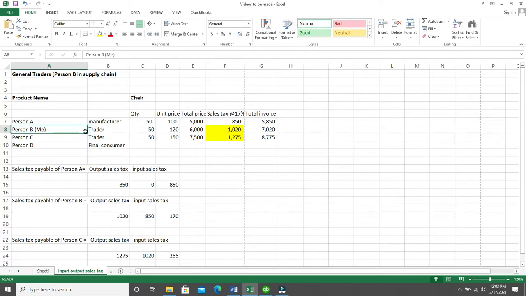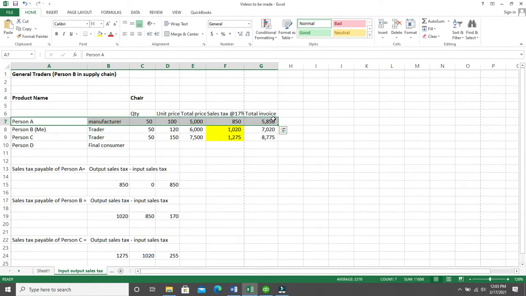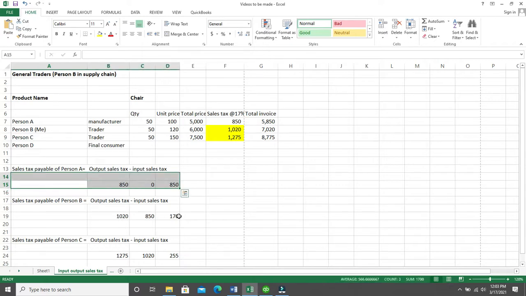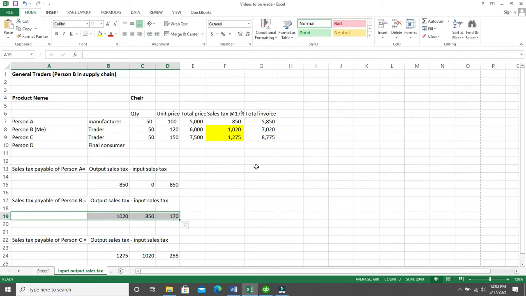Now we shall record this illustration in QuickBooks Desktop. From my perspective, because I am person B, a trader, I shall record two transactions. The first transaction is the purchase bill, which I purchased from person A. This is my purchase bill. And then I shall record my sales invoice to customer C, which is my customer. This is my sales invoice. And then we shall record, or adjust, our sales tax liability, which is 170, and shall pay it to the government agency. So let's start to record these transactions in QuickBooks Desktop.